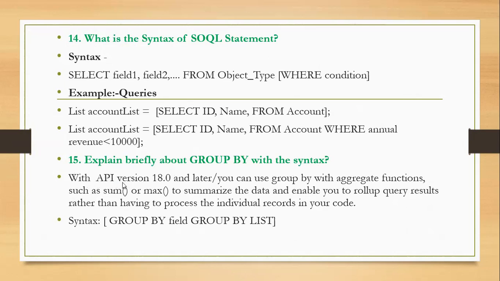With API version 18 and later you can use GROUP BY with aggregate functions such as SUM and MAX to summarize the data and enable you to roll up query results rather than having to process the individual records in your code. Syntax: GROUP BY fields, GROUP BY list. Next question.